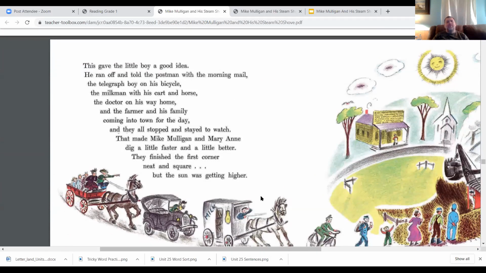He ran off and told the postman with the morning mail, the telegraph boy on his bicycle, the milkman with his cart and horse, the doctor on his way home, and the farmer and his family coming into town for the day. And they all stopped and stayed to watch. That made Mike Mulligan and Mary Ann dig a little faster and a little better. They finished the first corner neat and square, but the sun was getting higher.